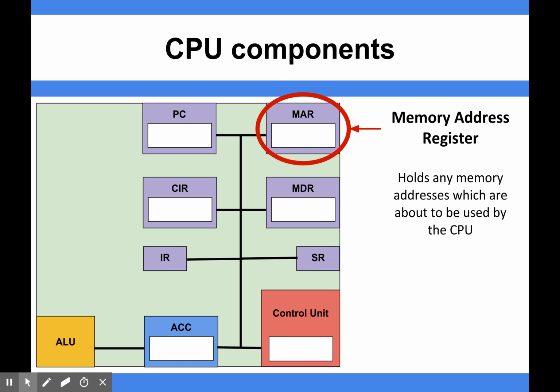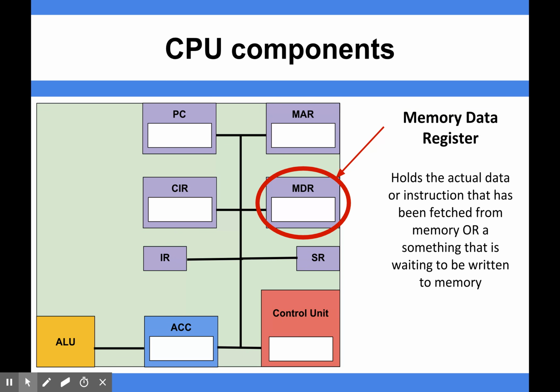Your memory address register holds any memory addresses which are about to be used by the CPU. So the memory address register connects directly to the address bus, which will connect to RAM. So if you want to send an address down the address bus, it's got to go to the MAR first.